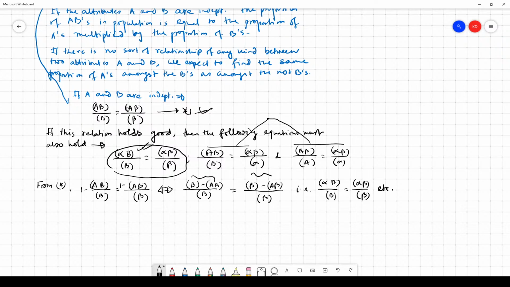The question is: if star is satisfied, that is, we know if A, B are independent, that means (AB)/B = (Aβ)/β, then using this you prove that (AB)/B equals (αβ)/α, (Aβ)/A, (αβ)/α. So this is your homework. Prove this thing.